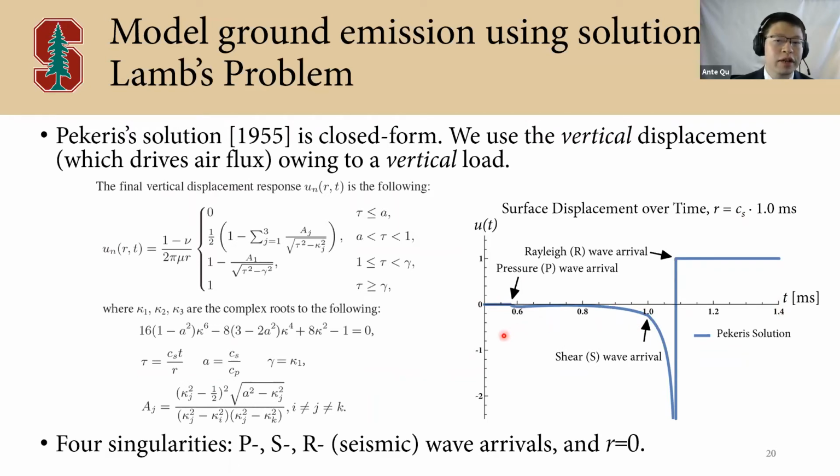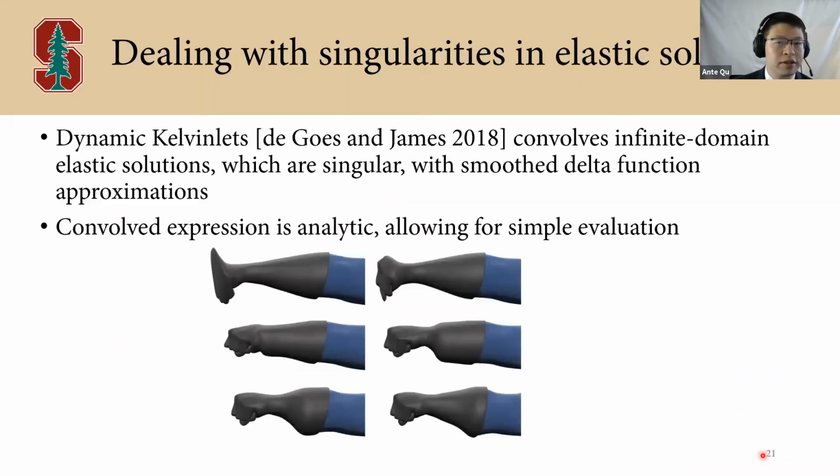Unfortunately, there are 4 singularities. Their names aren't that important, but if you're curious, the first arrives at the arrival of the P wave, the second at the S wave, and the third at the R wave. These singularities can make it numerically difficult to evaluate. So how do we find a simple solution that does not have the singularities? In graphics, Dégos and James dealt with singular elastic solutions by regularizing them with smooth delta functions.